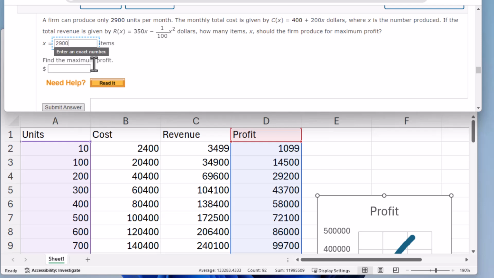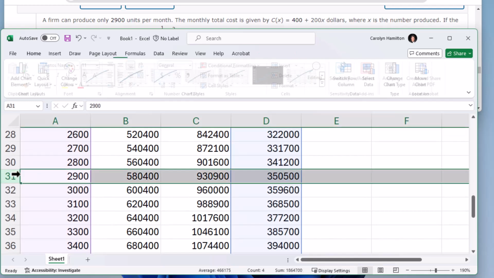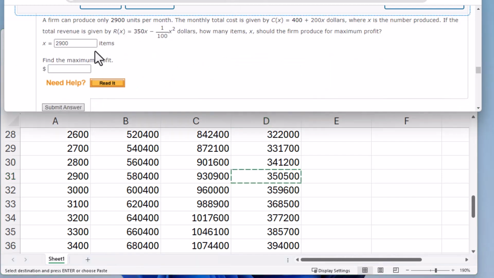2,900 items. And what was the maximum profit? 350, 500.